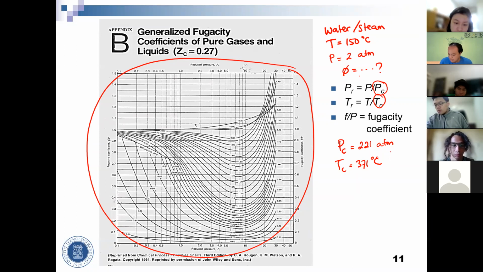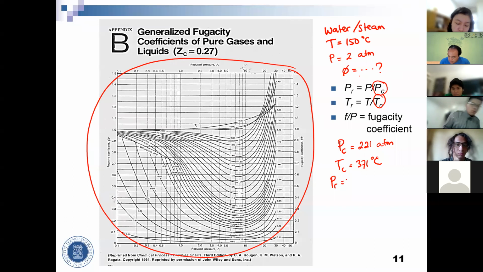Okay. Is it correct? Yeah, you can search on Google the critical condition of water, its pressure and its temperature. Okay, once you have the critical condition, you need to find the PR and TR, the reduced temperature and reduced pressure.